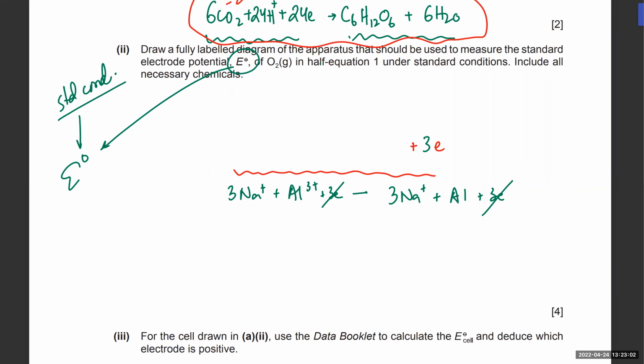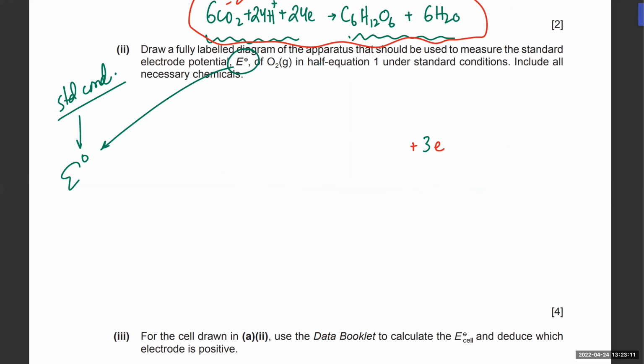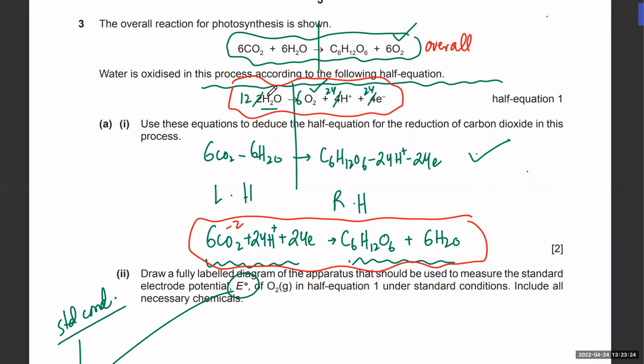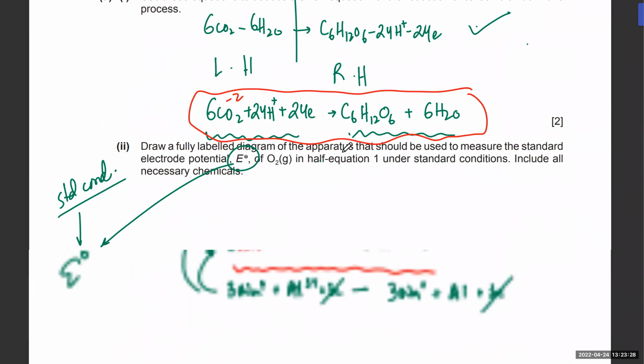Need drawing the electrodes, right? Yes sir. One second. Draw a fully labeled diagram of the apparatus that standard electrode O2, E0 O2 in half equation 1. So he's talking about this equation, right? So it's water, O2 and H plus 1. He's talking about this equation.